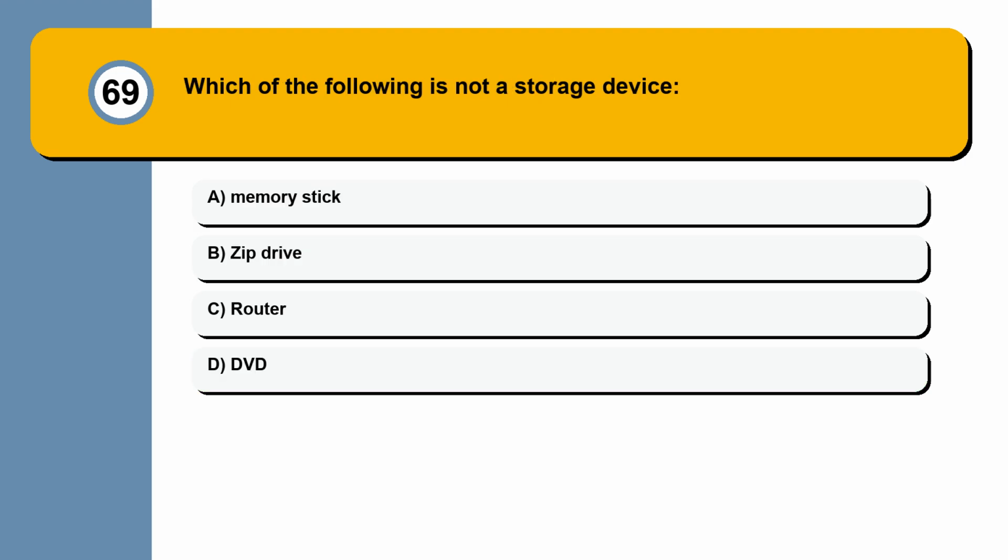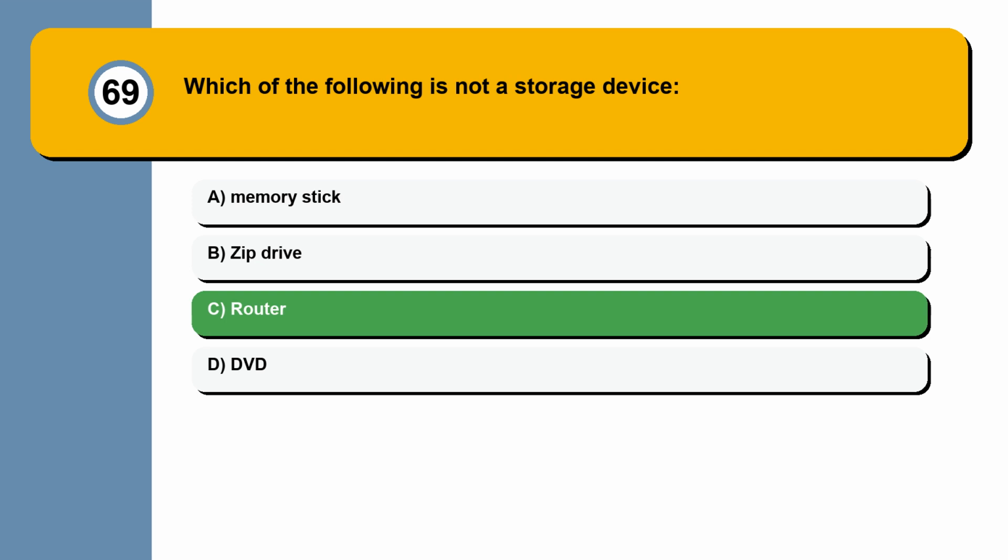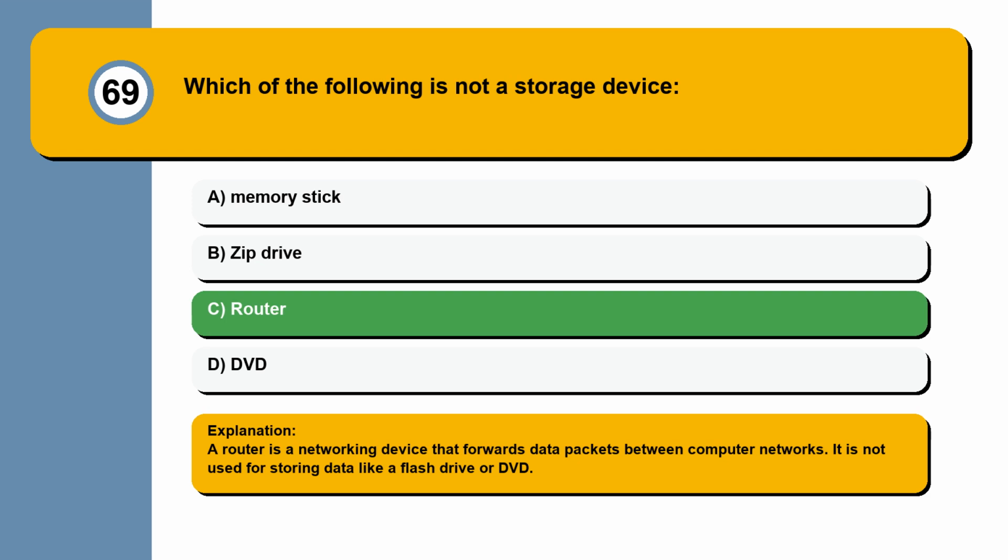Question 69. Which of the following is not a storage device? Here are your options. Option A, memory stick. Option B, zip drive. Option C, router. Option D, DVD. The correct answer is option C, router. Explanation. A router is a networking device that forwards data packets between computer networks. It is not used for storing data like a flash drive or DVD.